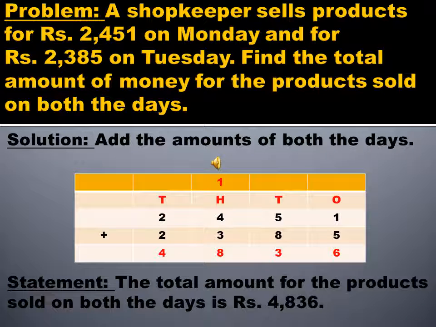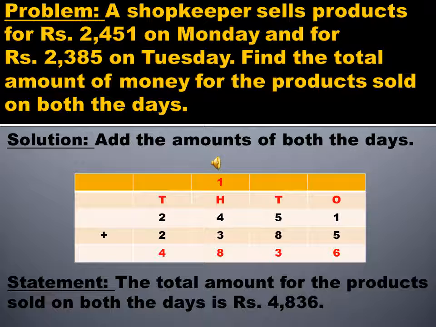So now let's practice with one more problem. Let's read the problem. A shopkeeper sells products for rupees 2,451 on Monday and for rupees 2,385 on Tuesday. Find the total amount of money for the products sold on both the days.